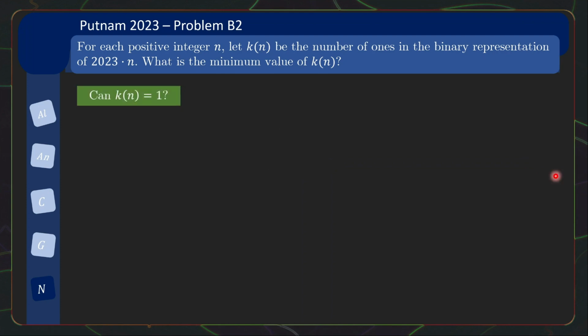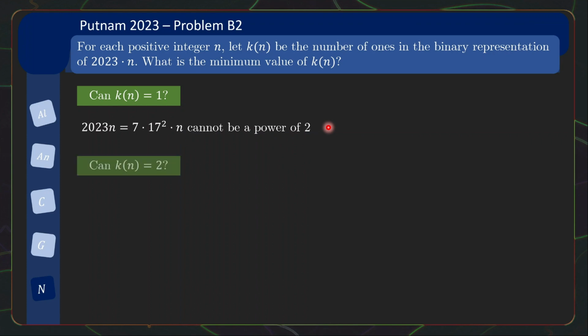So the very first question you might ask yourself is, let's start with the most extreme case possible. Is it possible for us to have kn equals 1? If kn equals 1, this means I have 2023n being a power of 2 itself. But with a bit of thinking, you will realize that this is not possible because 2023 is basically 7 times 17 squared, right? 7 times 17 squared times n cannot be a power of 2 because we have 7 as a prime factor over here. A power of 2 will not have 7 in it as a prime divisor. So this is definitely not possible.